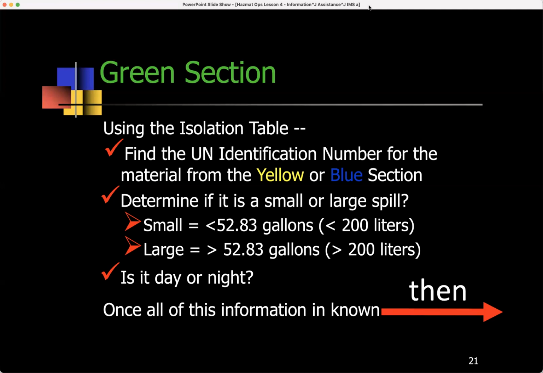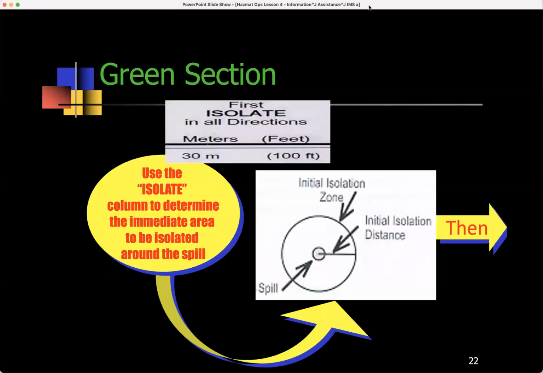Okay, so we have the UN ID number, then we decide whether it's a small or large spill, then we decide is it day or night. Once you have all that information, it will tell you to isolate first in all directions.